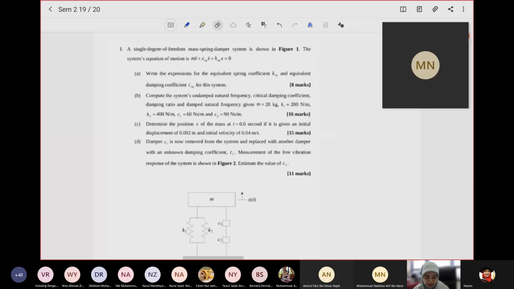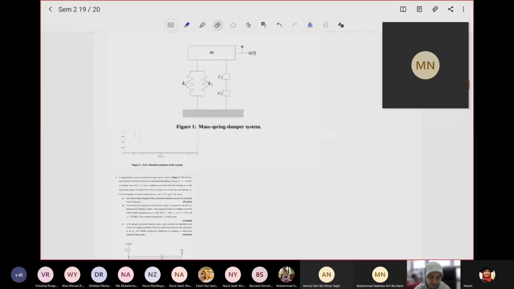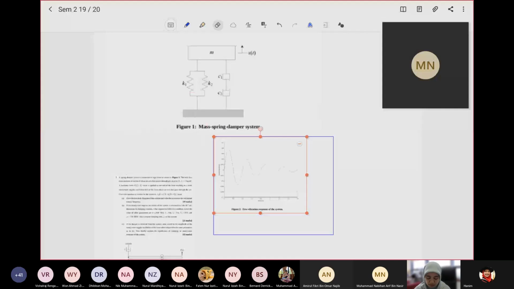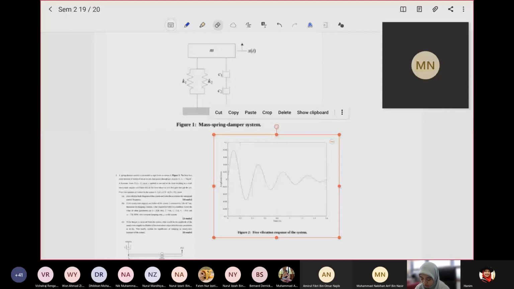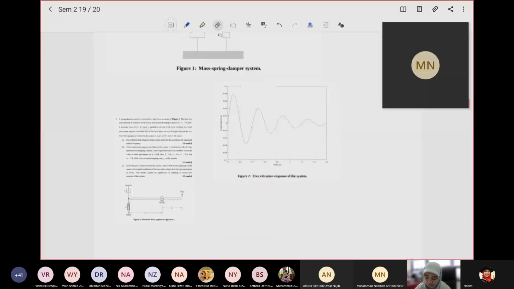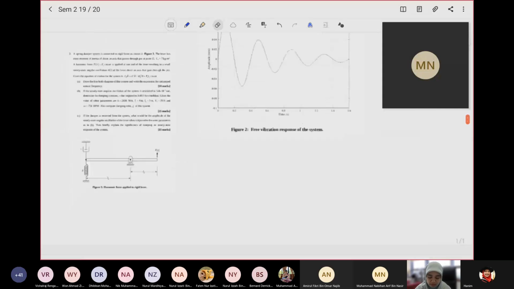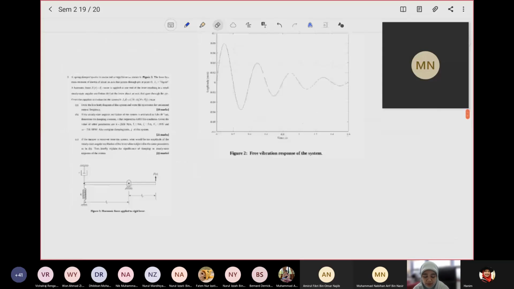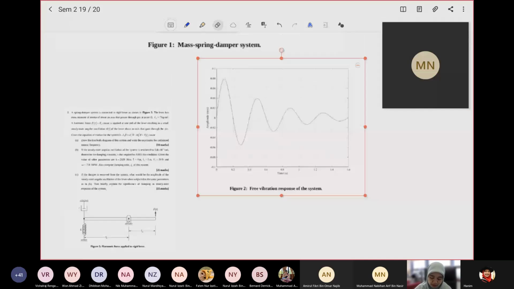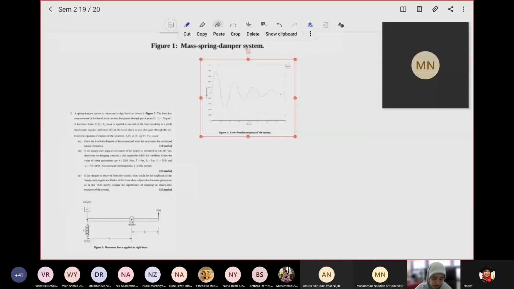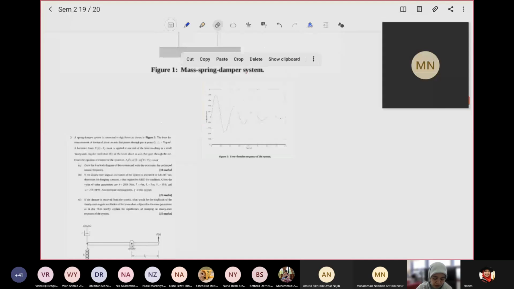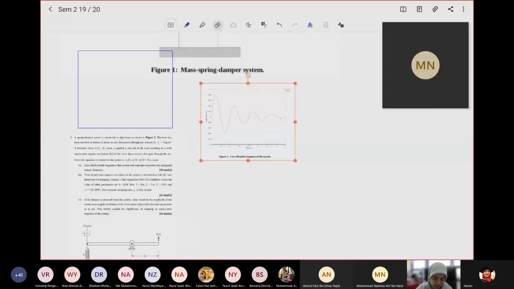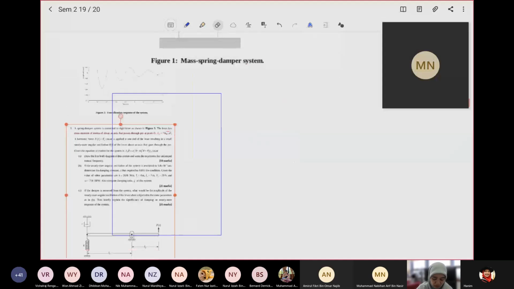At the same time, in this case, they give you the response of the system. So here, that means you need to use your equation in order to find your answer using your logarithmic decrement. So you need to know how to do that. And then the second question is chapter 3.